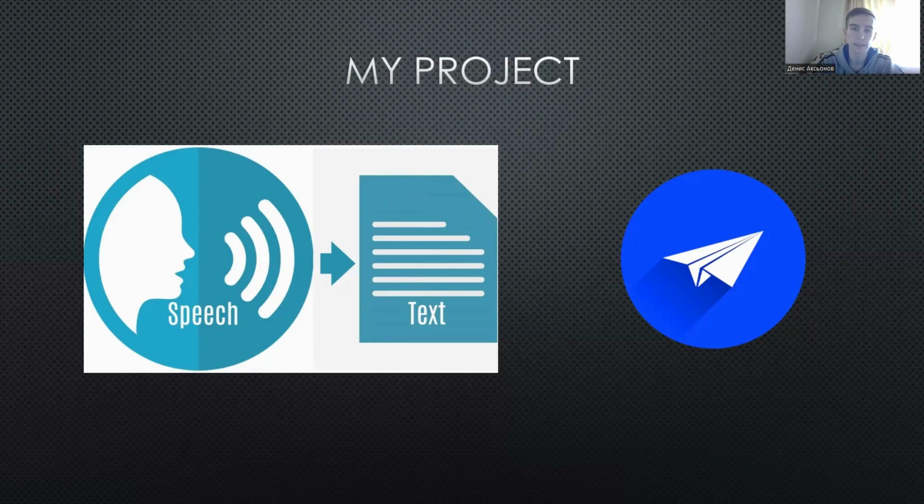The user will send the received voice message to the bot, which with its functionality will convert the voice into text, which will be sent to the user after the conversion. This allows the users to learn about the content of the voice message without listening to it.